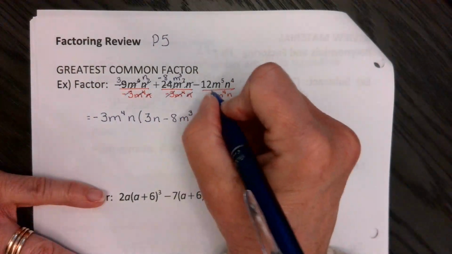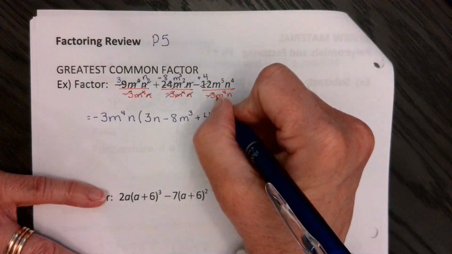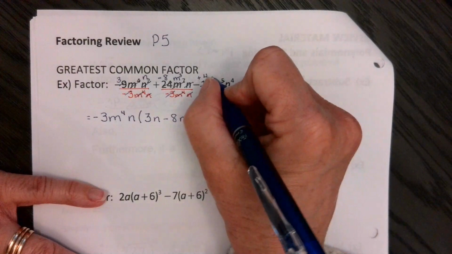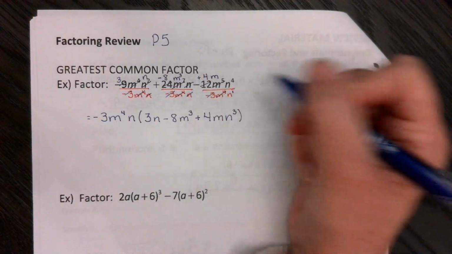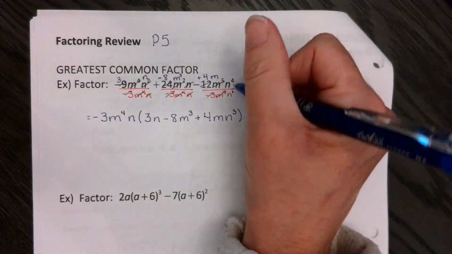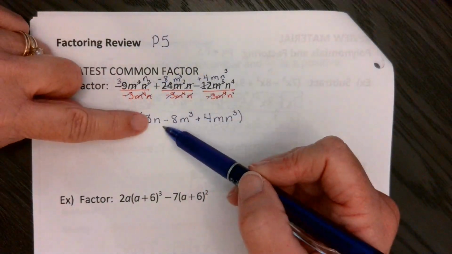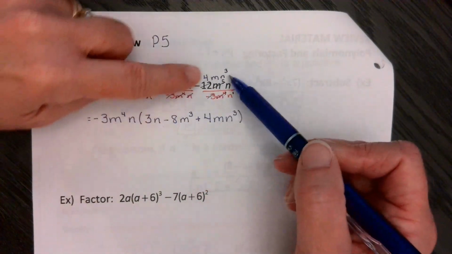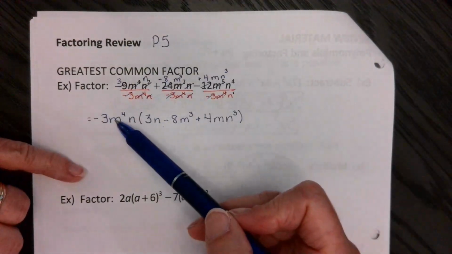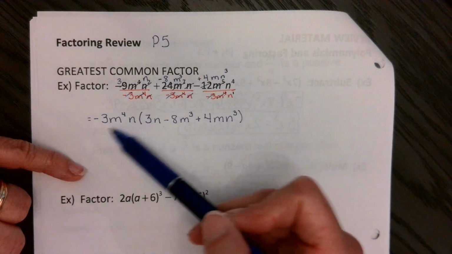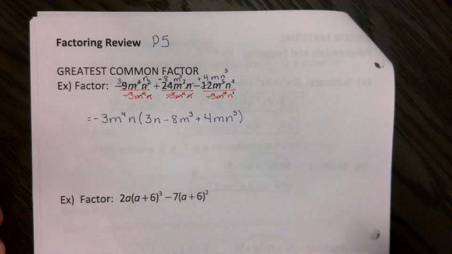Right here, -12 divided by -3 gives me a +4. Subtract my exponents, 5 minus 4 gives us m to the 1st, and then subtract your exponents, remember this has a 1, and you get 4 minus 1 gives us n to the 3rd. You'll notice 3n, -8m cubed, plus 4m n to the 3rd. If I distribute this, I should end up with this. Otherwise, you've done something wrong.